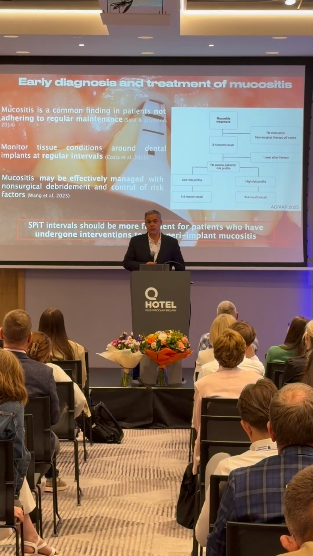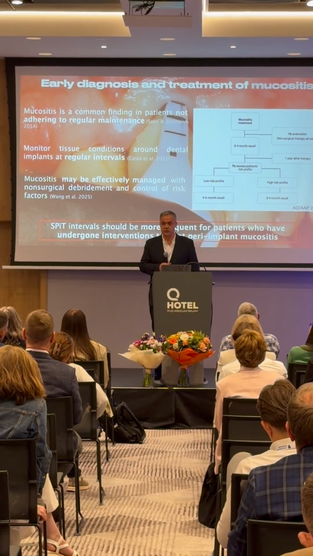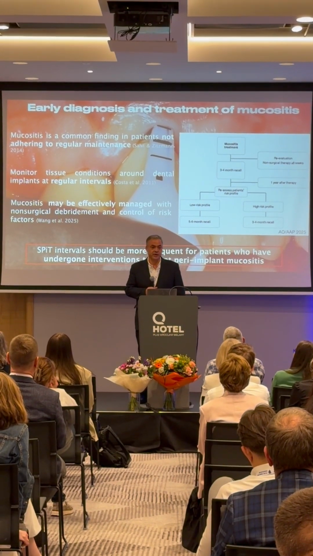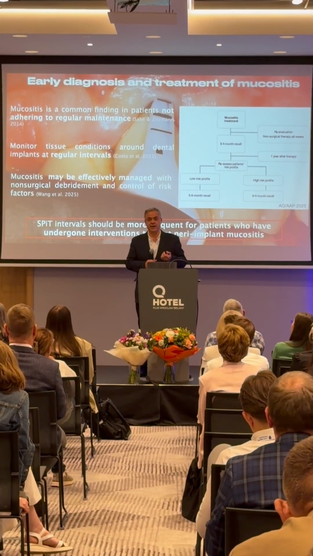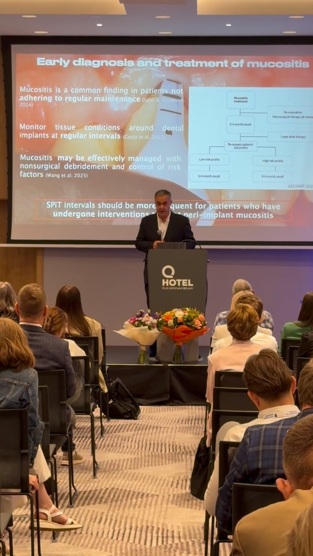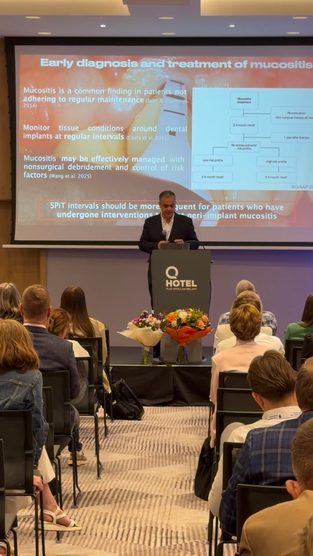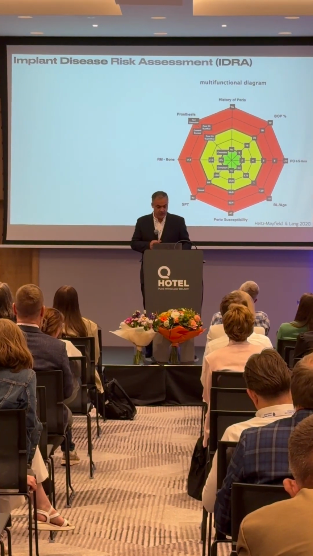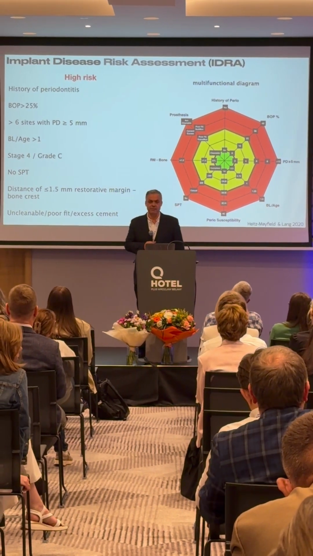The best form of prevention of periimplantitis is to detect and to treat mucositis. Mucositis is easier to treat, okay, than periimplantitis. And because periimplantitis is always preceded by mucositis, by treating mucositis, we are preventing periimplantitis. When we have a patient with a diagnosis of mucositis, that patient should have more frequent appointments.